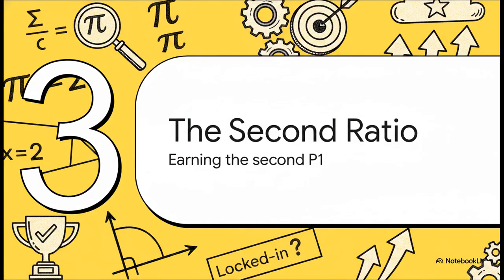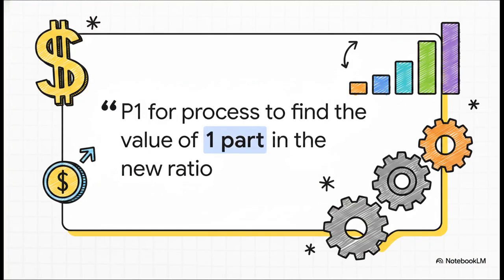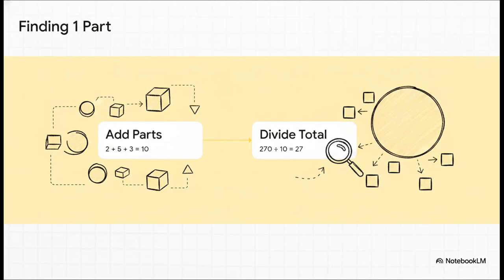Next up, section 3, finding the second ratio. This is about earning that second P1 mark. The exact wording from the examiner for the second P1 mark requires us to figure out what a single share is actually worth in the new, updated ratio of 2 to 5 to 3. And here's exactly how we execute that. Step 1, we add the parts of the new ratio together. So 2 plus 5 plus 3, that equals 10 total parts.